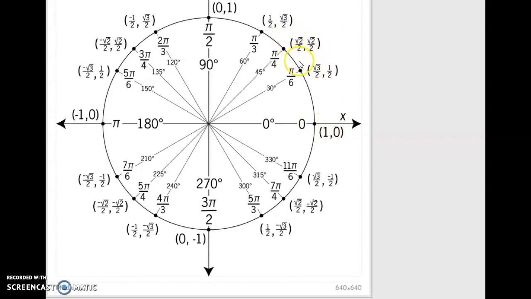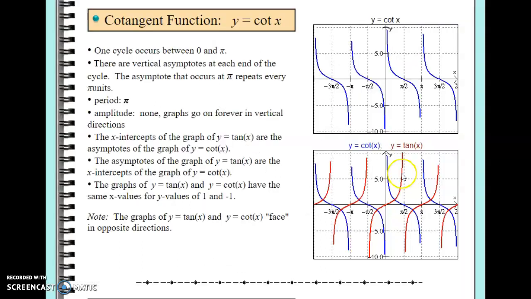So again, at pi over 4 or 45 degrees, we're at 1. At 90 degrees now, we're at 0. At 3 pi over 4 or 135 degrees, we're at -1. At pi or 180, we're going to be undefined again, or have another asymptote. So let's just check back in with our graph. We can see that we completed one cycle, and there's our second asymptote.